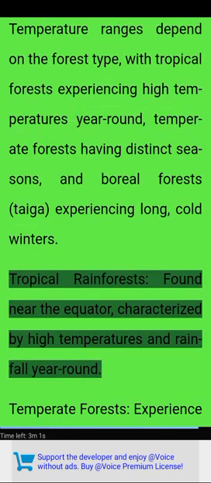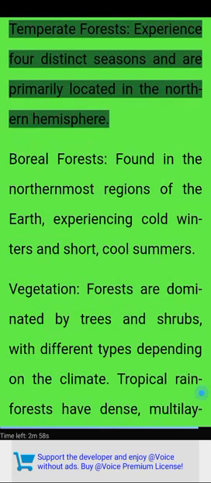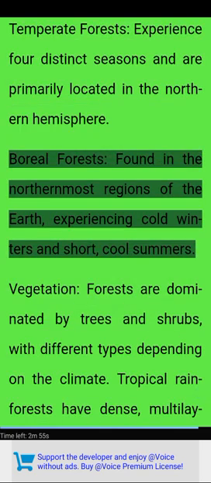Tropical rainforests, found near the equator, are characterized by high temperatures and rainfall year-round. Temperate forests experience four distinct seasons and are primarily located in the northern hemisphere. Boreal forests, found in the northernmost regions of the Earth, experience cold winters and short, cool summers.